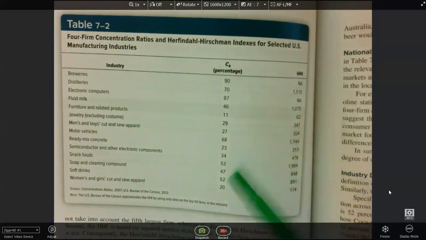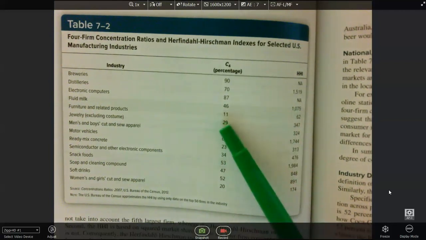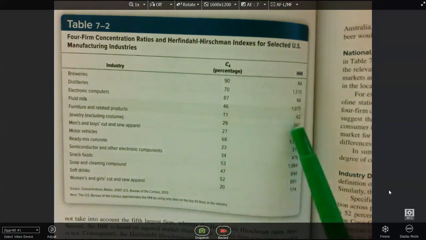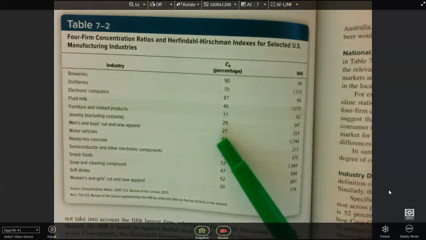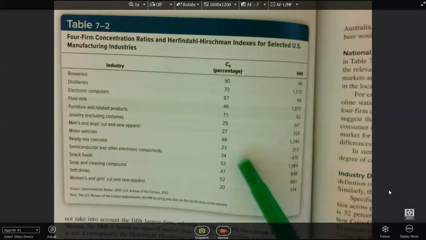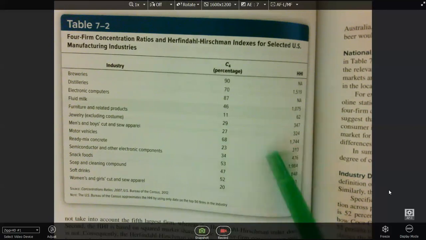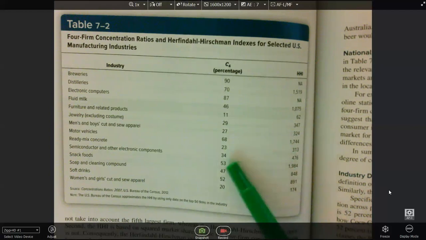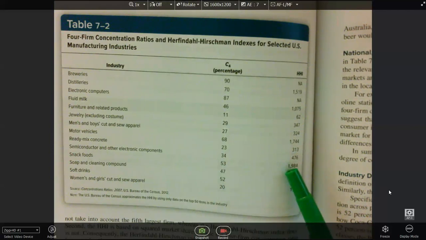Same thing with men. So all of this is really corroborating the very low C4s for the most part, right? And then the motor vehicles being large, that correlates to a large HHI, relative to the rest of the ones we're seeing. Ready-mix concrete's low. That's still low. Semiconductor is low. Still low over here. Snack foods are 53% with the C4 and almost 2,000 with the HHI.